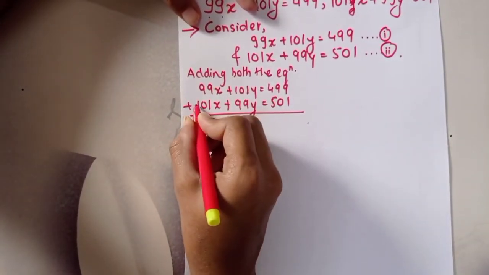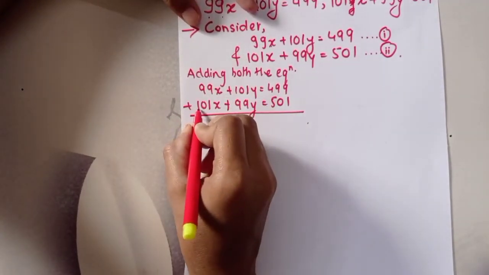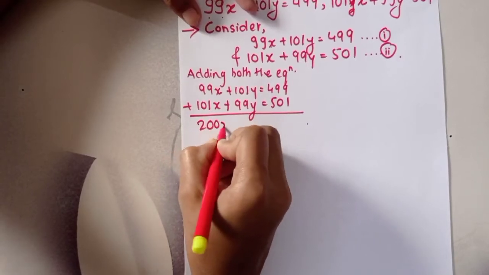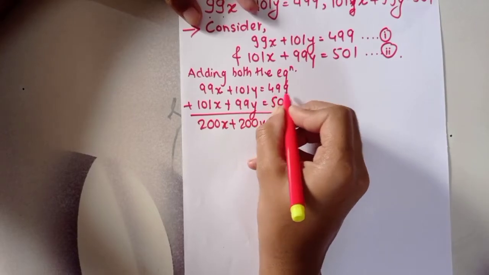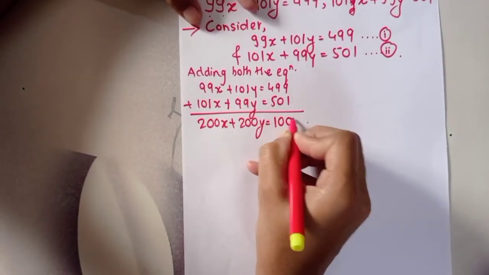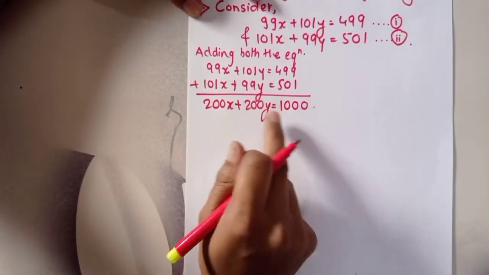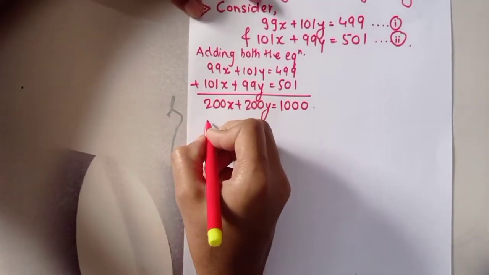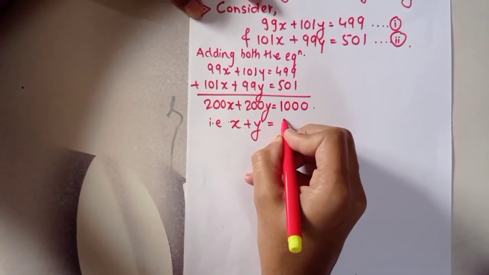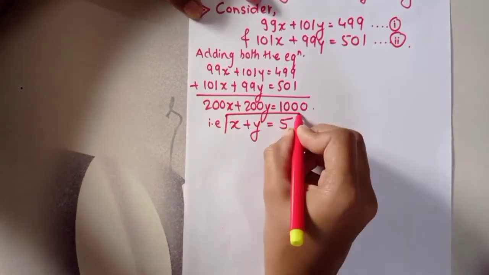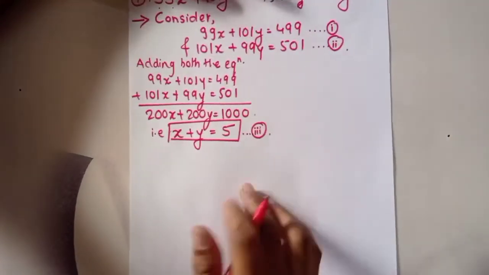It is addition, therefore there is no need to change the signs. 99x plus 101x is 200x, plus 200y is equal to 1000. Here, if we divide each term in this equation by 200, we get the simplest form as x plus y is equal to 5. Considering this as the third equation.